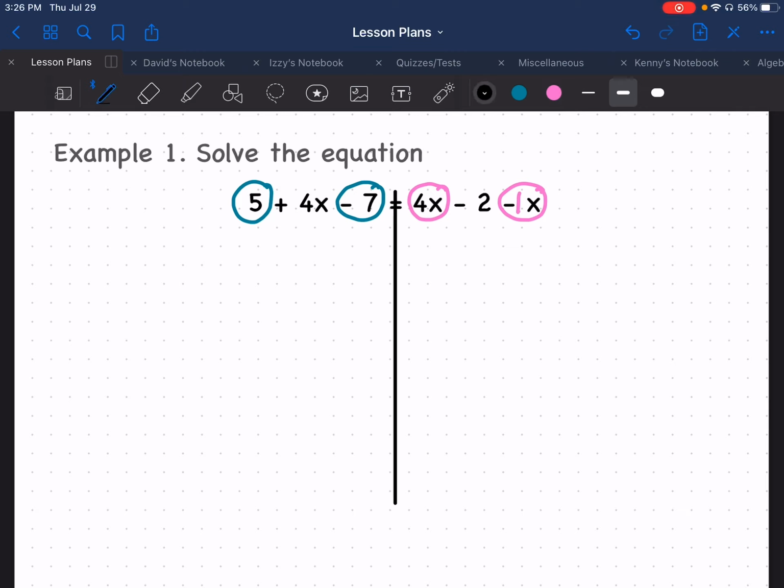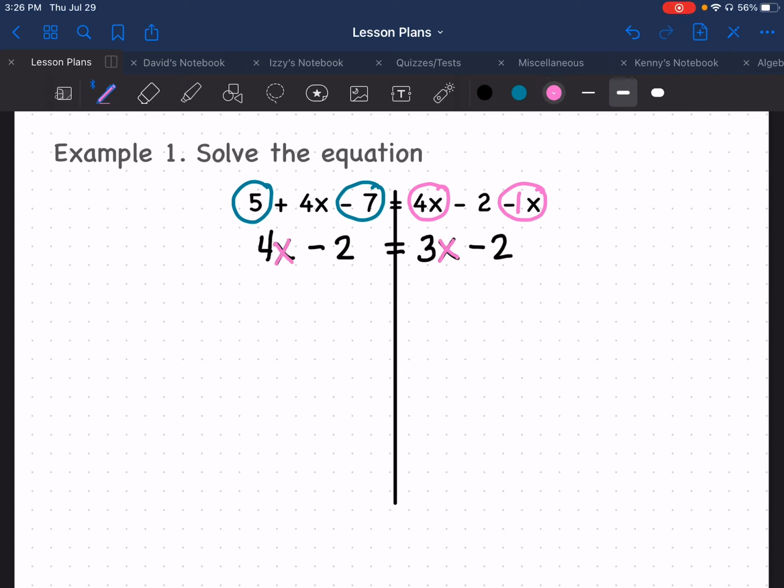All right, so I'm going to put the 4x first. And then 5 plus negative 7, or 5 minus 7, is negative 2. My equal sign is staying right here on my line. On the other side, I'm going to add together the pink ones. Well, I'm going to combine them. 4 minus 1 would give me 3x, and then the minus 2 will just tag along. All right, now we're on to step 3, where I need to get all of my variables to one side. So I'm going to grab that pink.